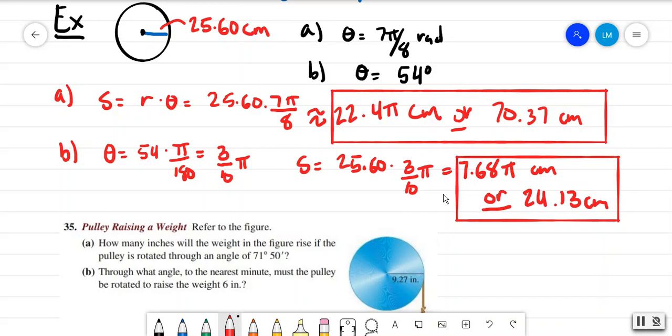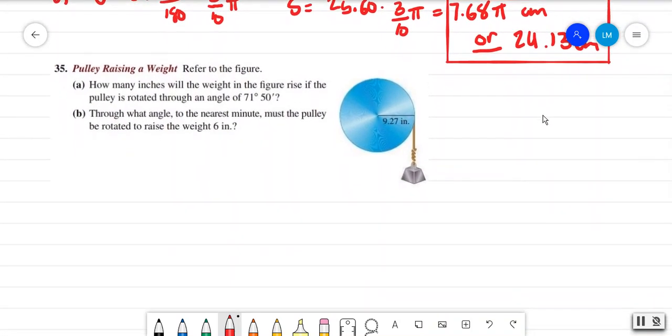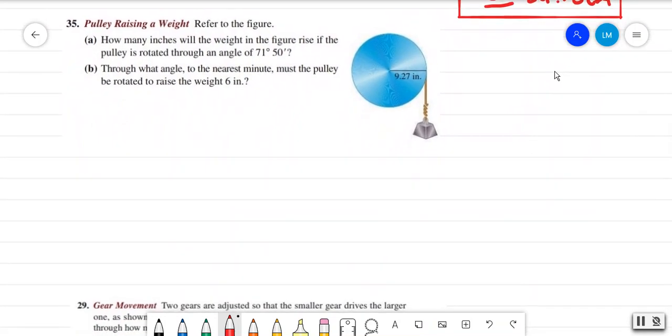Okay. Now, let's say that we look at another example where we want to find the arc length, essentially, because in this case you have a pulley which lifts a weight. So basically this pulley is rotating, and as it rotates it lifts it up. Now in that case that's going to be the measure of the arc as it rotates.